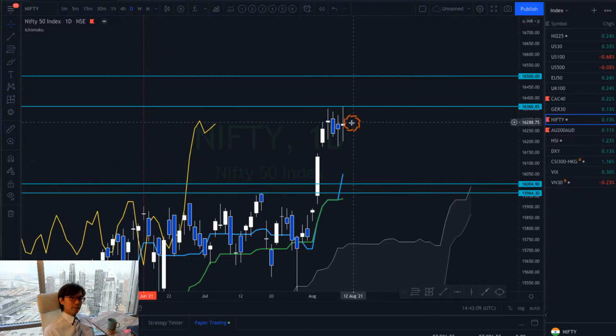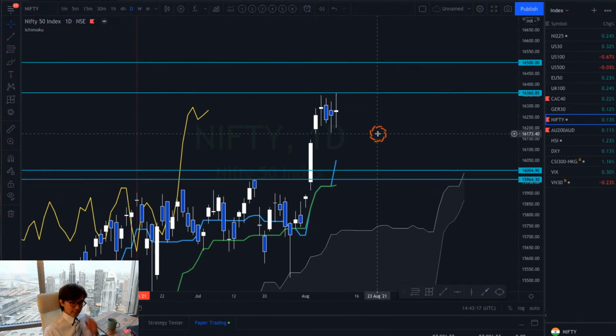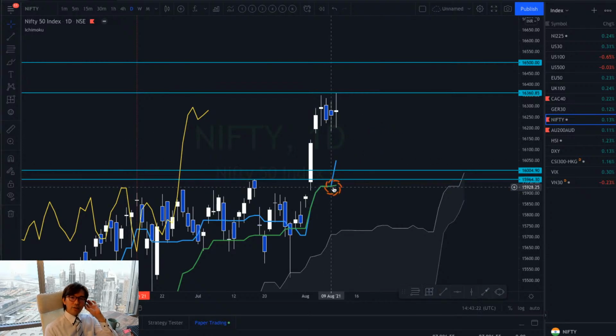But most likely the breakout can happen because the Kumo is still up, the Kijun Sen is up, and the Chikou span is above the candles on the daily chart. And also, we can see the Tenkan Sen and Kijun Sen gold cross. So a continuing uptrend can still be expected.